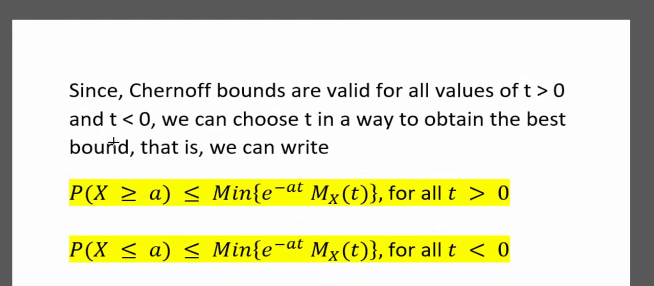Now, how to make this much stronger? When we have values of t greater than 0 as well as less than 0, minimizing the function will help us get the best bound. So to e power minus at into M_X(t), that is your MGF, we are going to apply minimization. When we minimize the value of this function, we will get our best bound. So the formula which you have to memorize for our Chernoff bound is: probability of X greater than or equal to a is less than or equal to the minimum of e power minus at into M_X(t) for the values of t greater than 0.